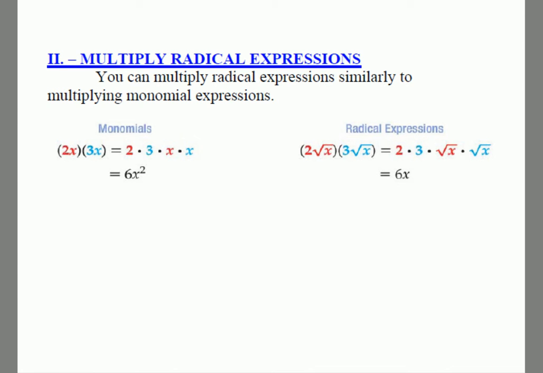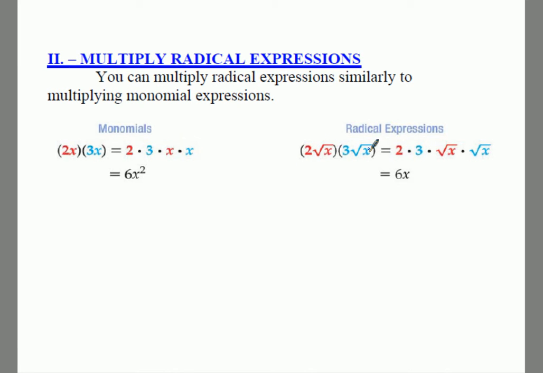Alright, now we're going to get into multiplying radical expressions. When you multiply radical expressions, once again, it's similar to monomial expressions. So in monomials, if you were to take a 2x times a 3x, you can take 2 times the 3 and x times the x, and you get a 6x squared. When you multiply radical expressions, you take 2 times the 3.